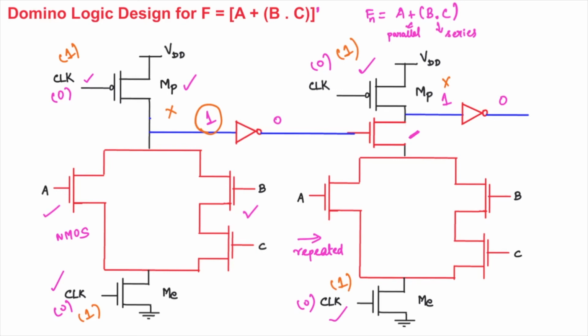So now let us set the inputs for A, B and C. Now let us take the inputs A, B and C values as 101. So substituting 101, Fn we will be getting as 1. Therefore F will be the complement of Fn. So that will be 0.